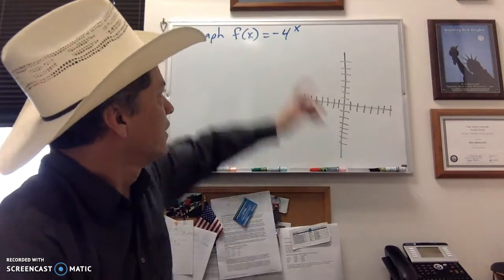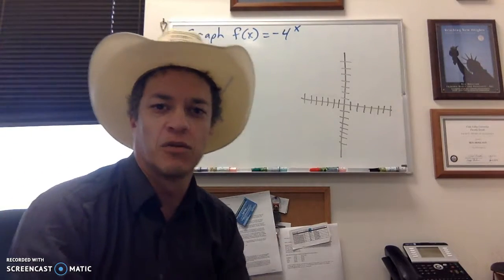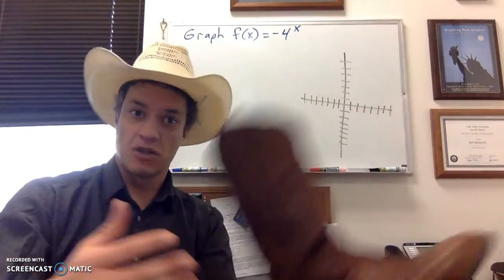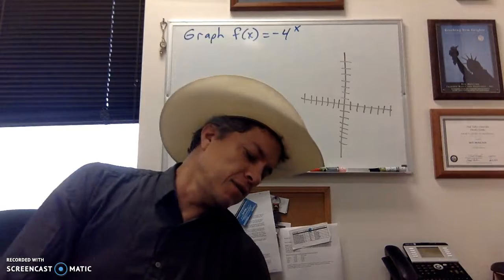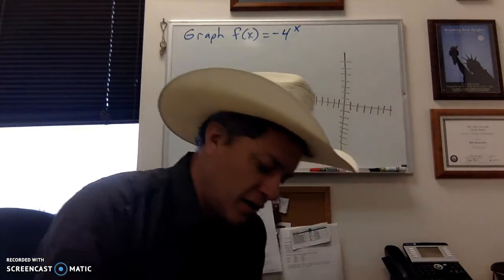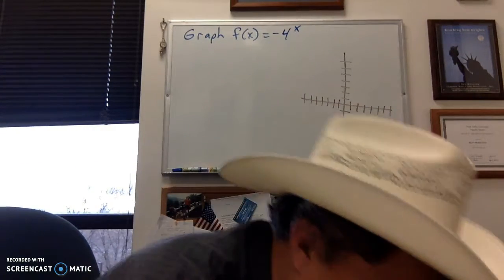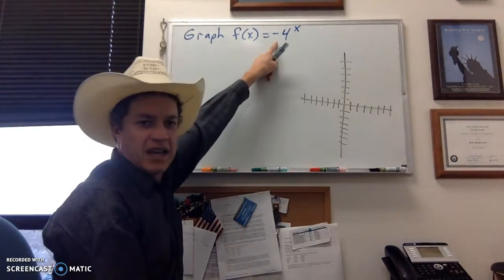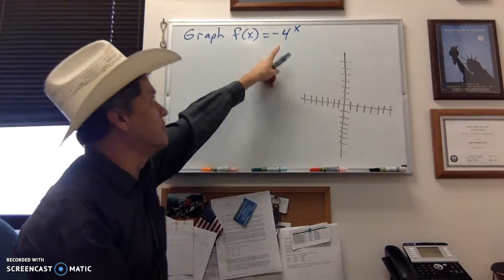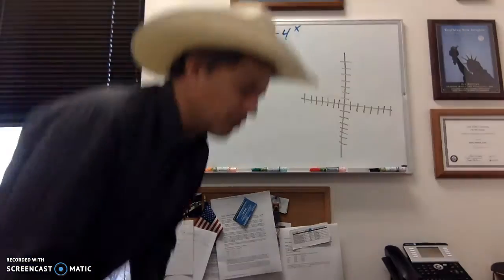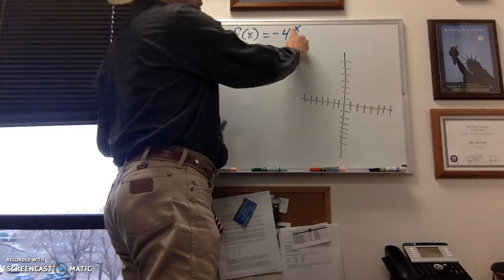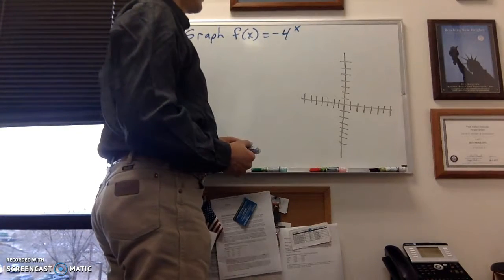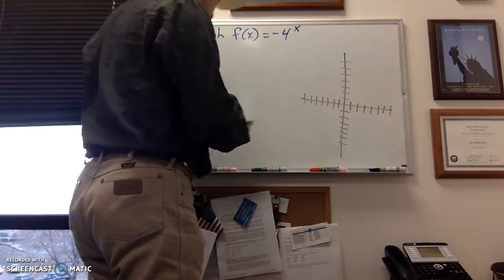Well, this is going to be what's called a vertical reflection, right? My boot's upside down, now it's right side up. Go figure. Well, when it comes to graphing a reflection that's vertical, that's what we're going to see here when you have a negative out in front of the function. When we talked about horizontal reflections, we had a negative out here next to the x variable. So let's go ahead and graph this thing.